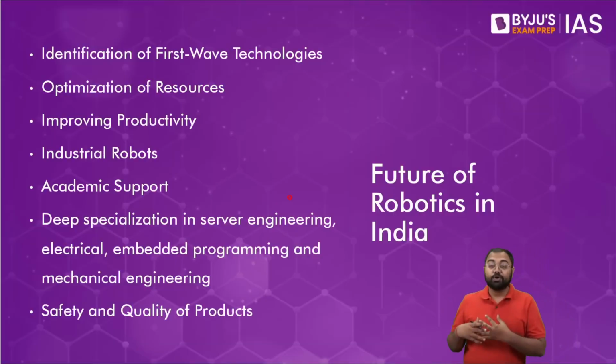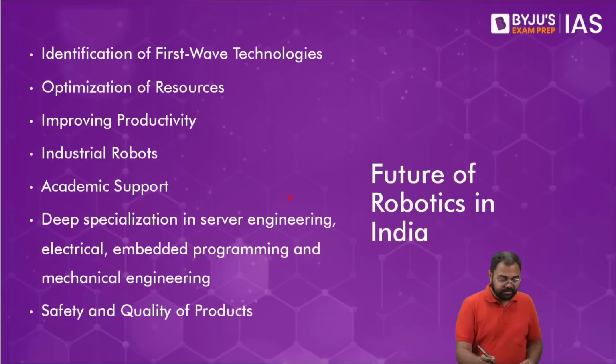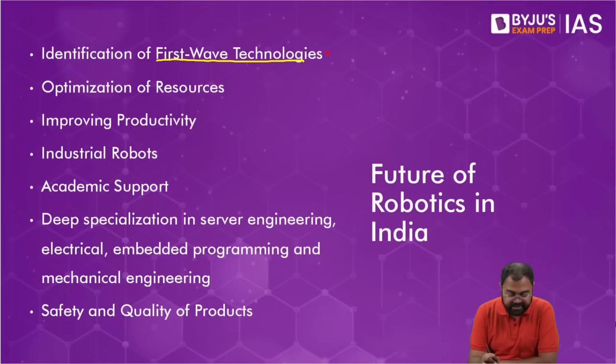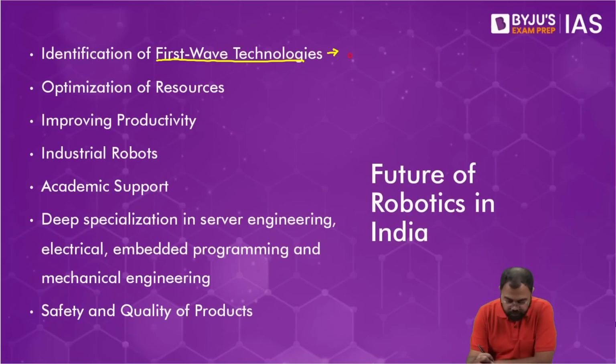So that is why we see that there are all these issues, and that's why we need to understand that if we want to build a future of robotics in the country, there are steps that we'll have to take. What are these steps? First and foremost, identification of first wave technologies. Now when we say first wave technologies, we basically are talking about where do we want to begin from. So basically this is about where to begin from. We need to identify that.